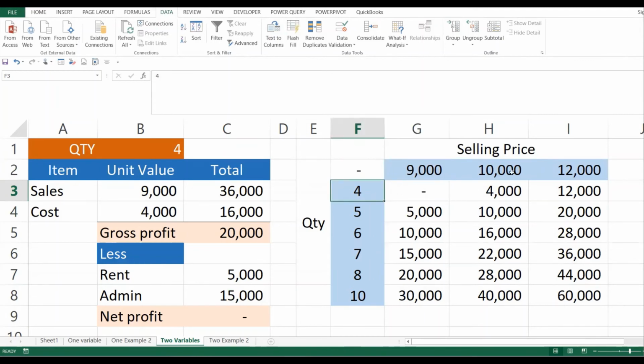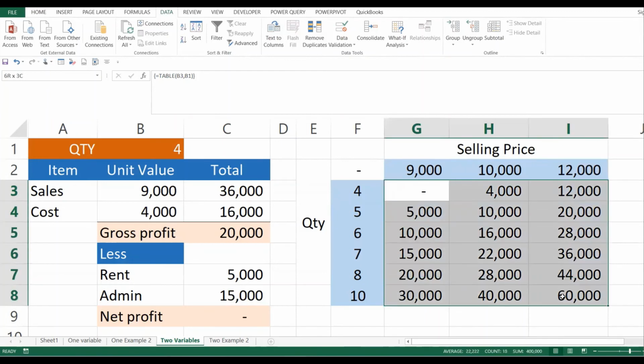So if my quantity is 4 and my selling price is 9,000, I'll get 0. If my quantity is 4 and my selling price is 10,000, I get 4,000. If I sell 4 units at 12,000, my net profit is 12,000. So you can use this to study your business and determine what price I should sell at to achieve a certain profit. Now, let's look at another example, which will also make it clear.